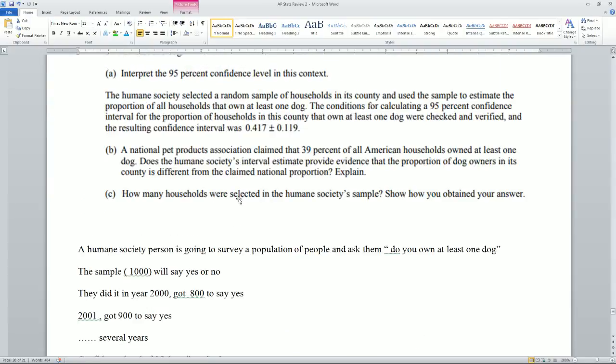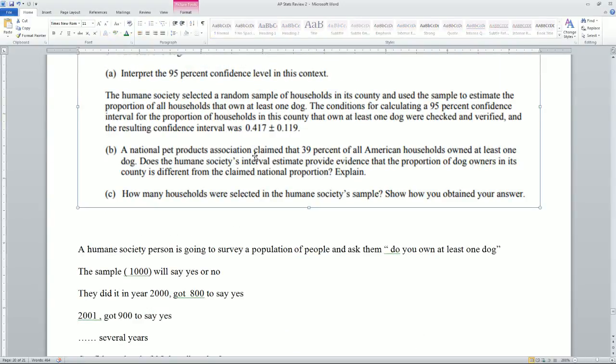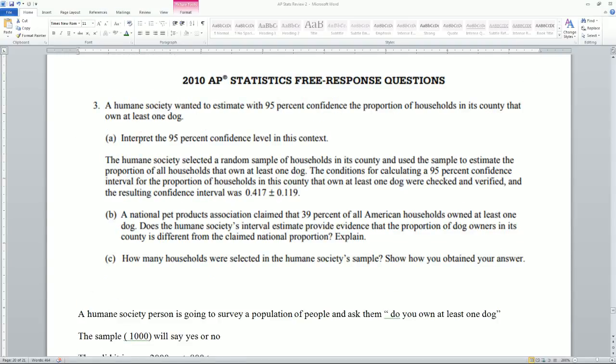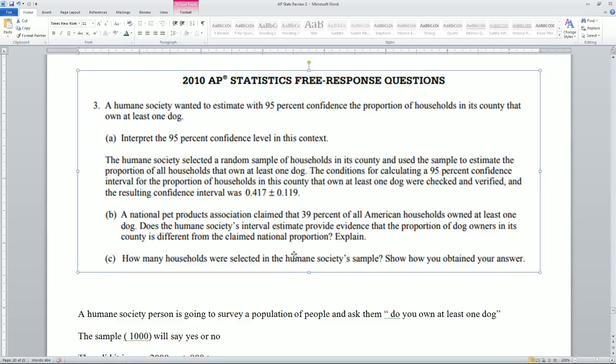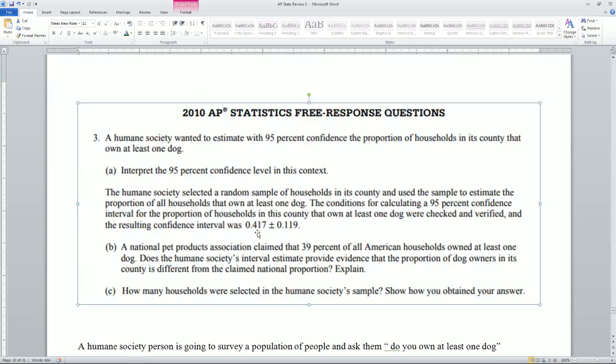All right. So now do the next part, part B. Give me the answer for part B. No, because 39% is captured by the 95% confidence interval. Correct. Good. All right. That's it.